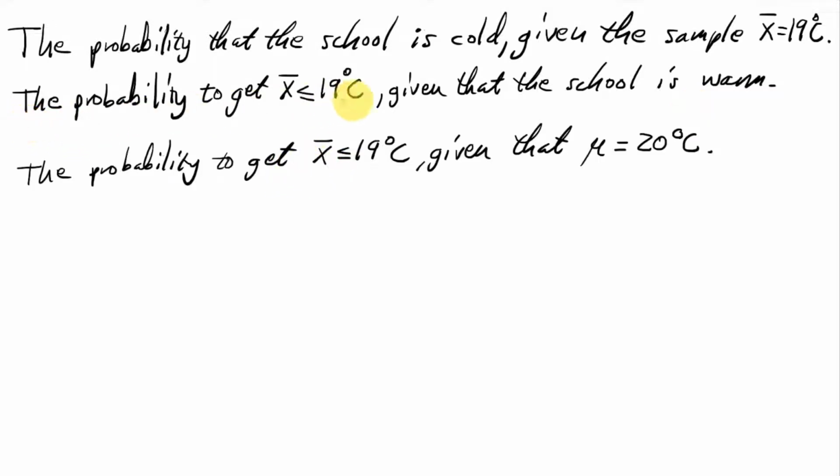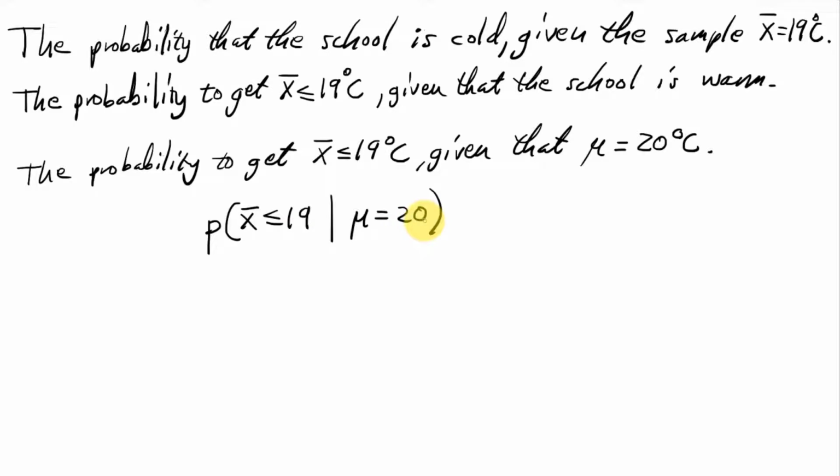However, you can show that this probability is less than or equal to the probability to get a sample temperature of less than 19 degrees, given that the temperature is just at the border between warm and cold. This probability can also be written more succinctly in mathematical symbols, like this. So the probability that the sample mean is less than or equal to 19, given that the temperature is equal to 20. This probability here, statisticians call a p-value. So this is the p-value for this situation.